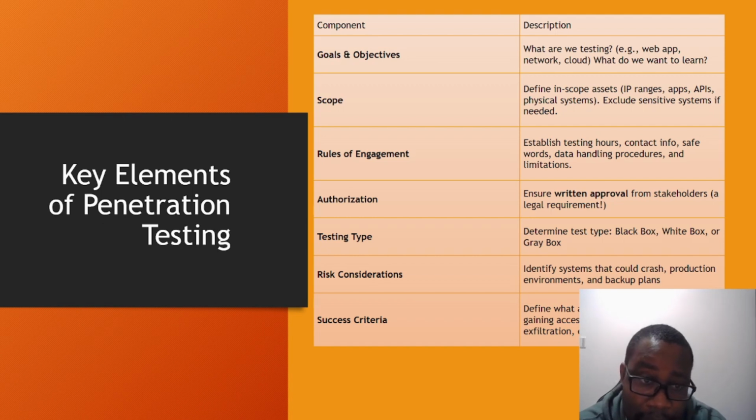So risk considerations, another key part of pen testing. You're identifying systems that could crash production environments, backup plans, stuff of that sort, right? And then your success criteria. What makes this test successful, right? Is it gaining access? Is it pivoting? Is it privilege escalation? Is it compromising this? Is it data exfiltration? You have to pretty much lay that out. What would make this pen test a success, right? Moving on.